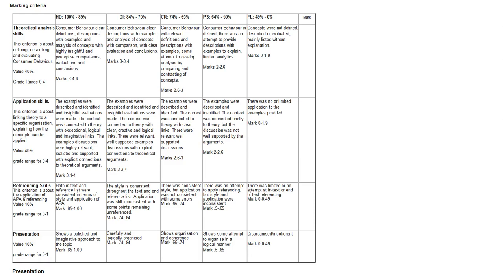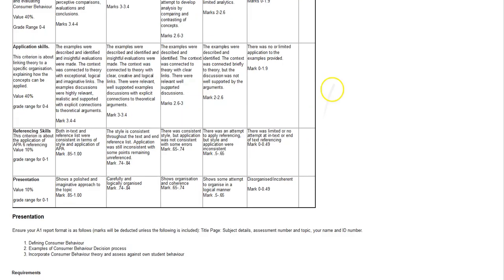You'll find that referencing skills and presentation usually account for about 20% of the marks. Most of the marks come from the analysis and the application. Here we've shown you what it takes to get a high distinction versus a pass or a failure, and we've allocated the marks accordingly. So when we mark your assessments, they'll be marked according to this rubric.